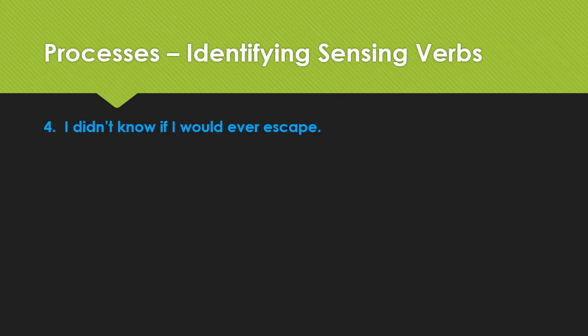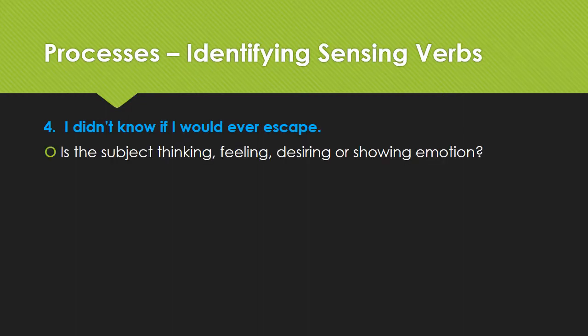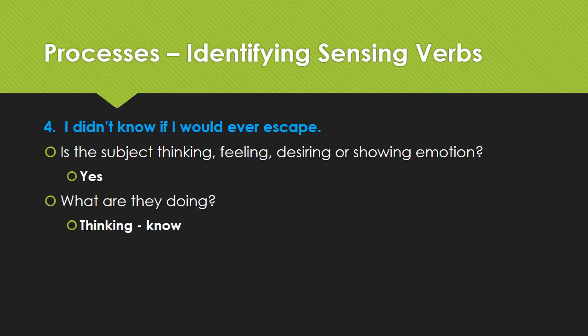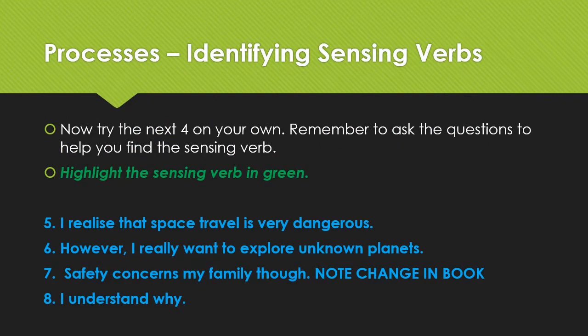Number 4. I didn't know if I would ever escape. Okay, is the subject thinking, feeling, desiring, or showing emotion? Yes, they are thinking. So when you know something in your mind, you are thinking, or it's a thought process. So the sensing verb here is know.